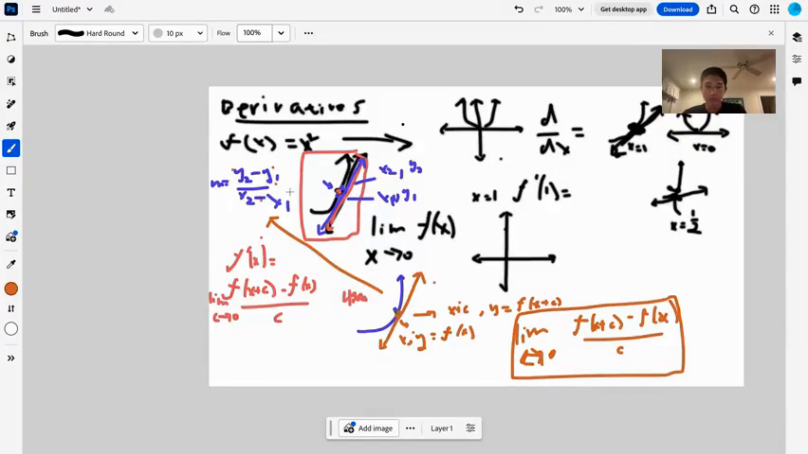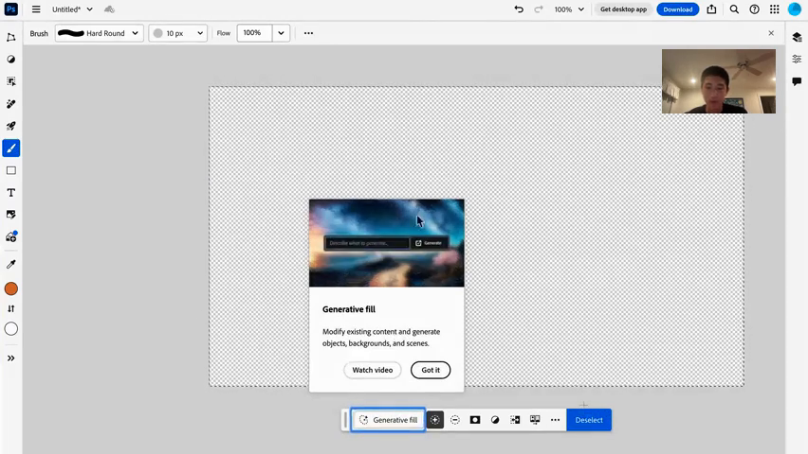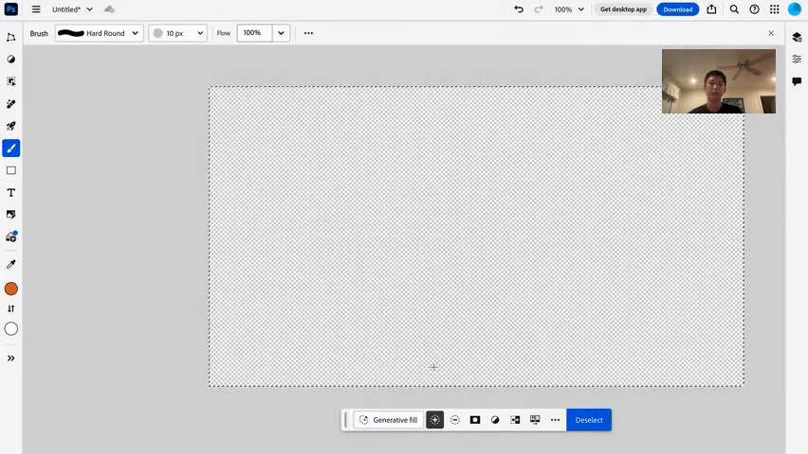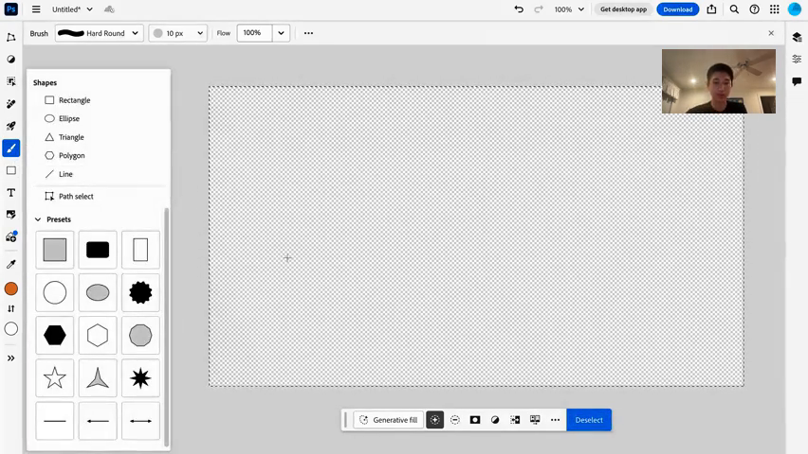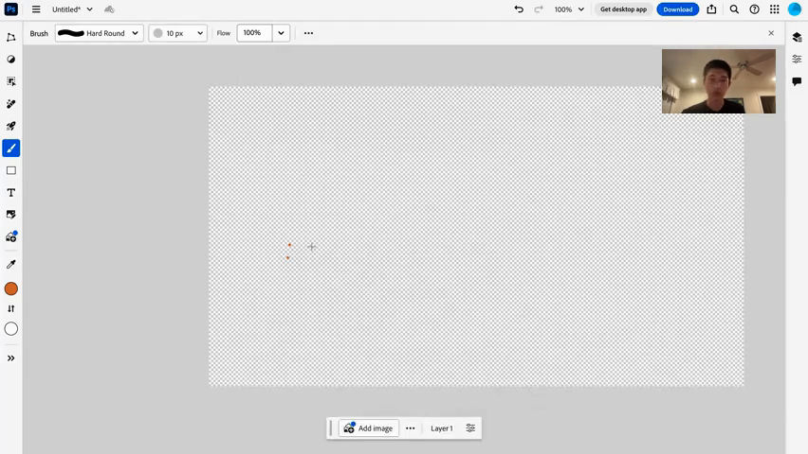For the last part, I'm going to teach you how to find the derivative of a function easily, and it's going to be a lot easier than the limit way. It's going to be a lot simpler, and you're going to understand once I show it to you.